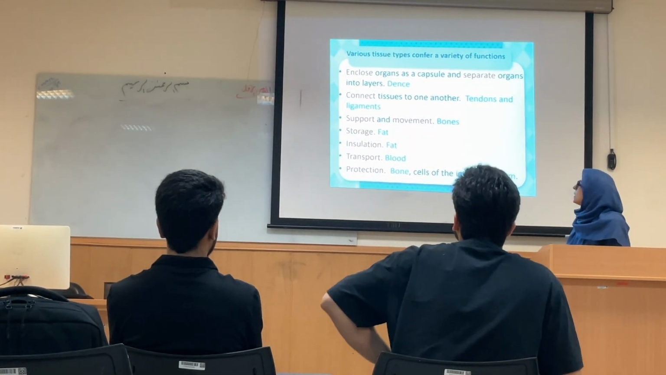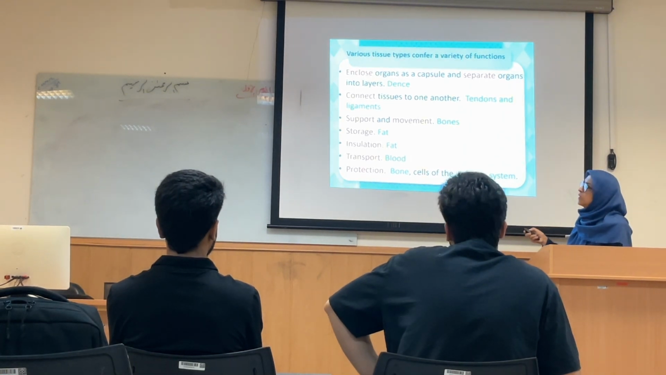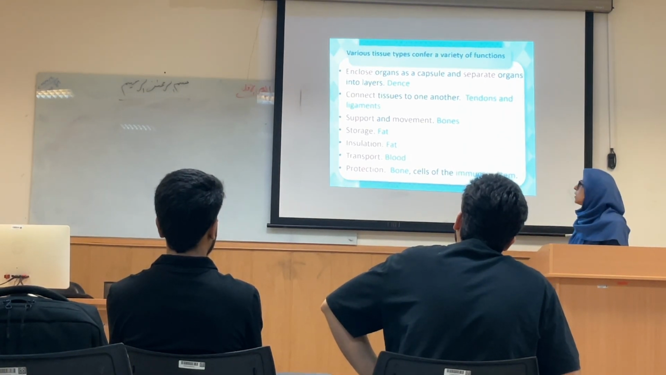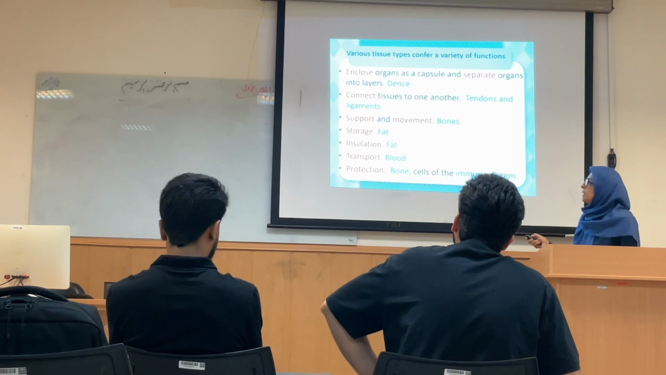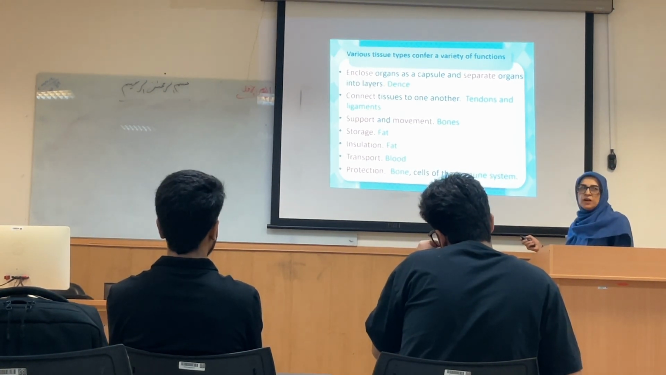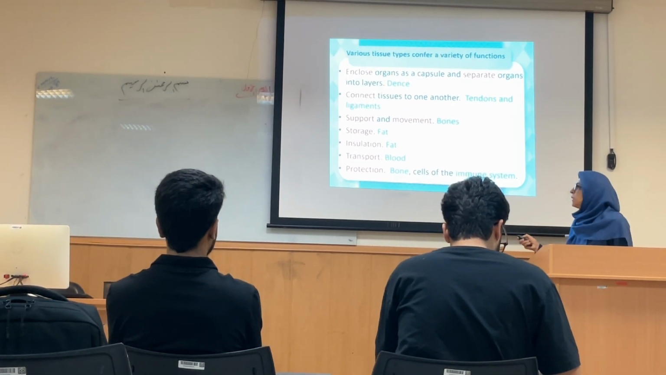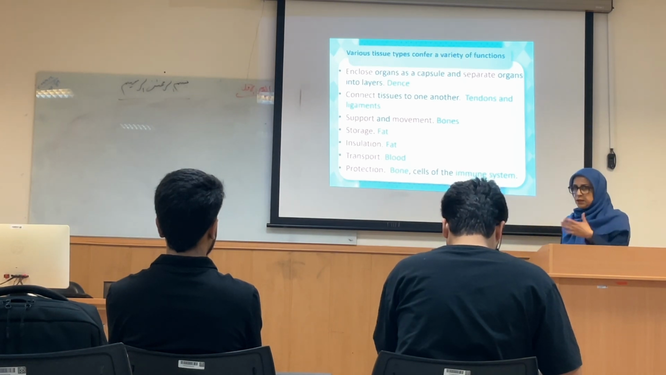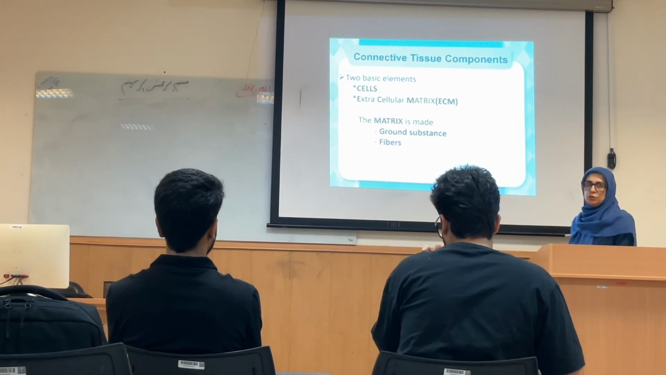The cells also connect the tendon to the bones, and ligaments connect one bone to another bone. For support and movement, the bone is one type of connective tissue. For storage, the fat tissue or adipose tissue. Insulation is also a function of adipose tissue. Transportation of something is the blood. All of these are different types of connective tissue that we will learn about by the end of this session. But this is a tissue.